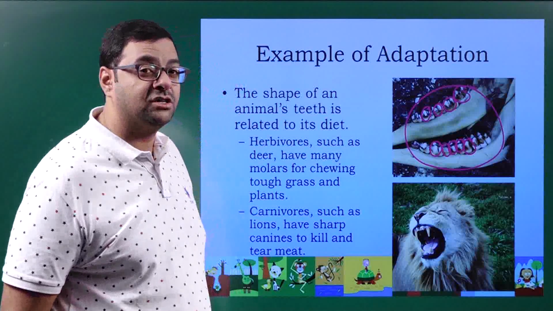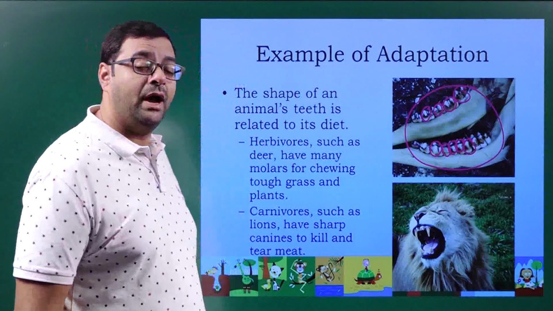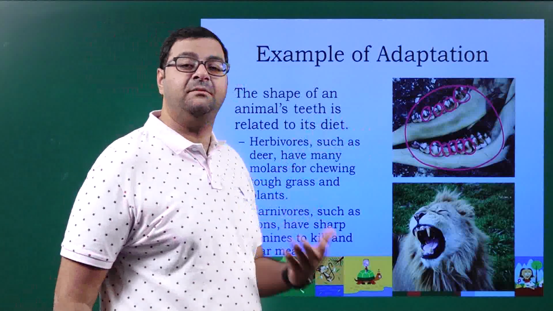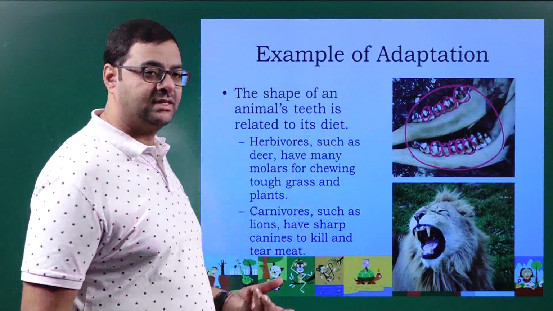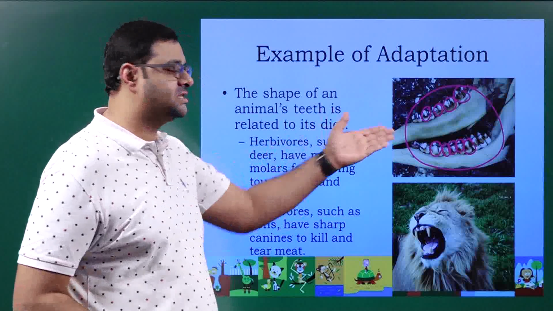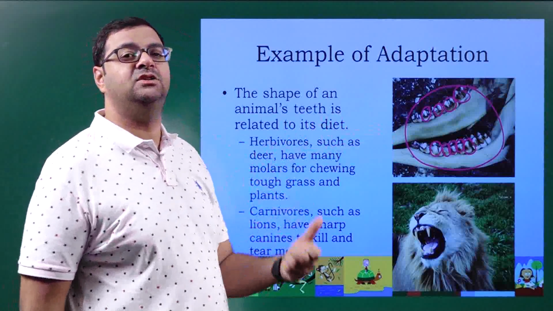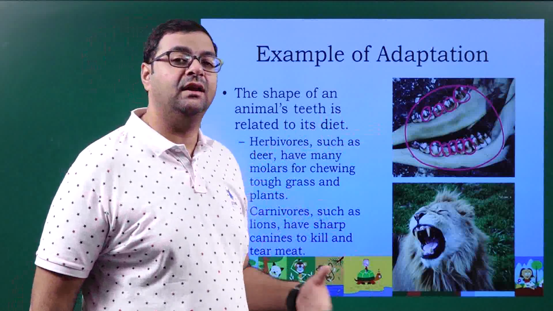Now the main function of a molar is to chew and grind the food properly. Because these organisms are herbivores, they have more molars in their skeletal system, because of which they are able to grind and chew the food for a longer time.